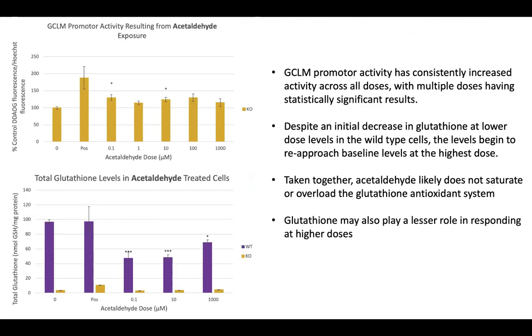There was a very slight modification in the GCLM promoter caused by acetaldehyde, but it did cause some depletion of glutathione at the intermediate to higher doses in the wild type cells. And this was probably because of, again, its reactivity towards the thiol group of glutathione. On the other hand, there was no effect on cell viability at these doses.